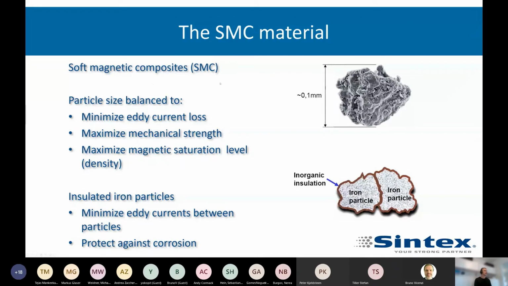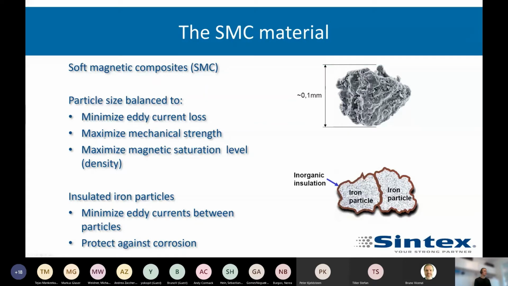Stefan has already introduced you a little bit to SMT materials. I've magnified one particle here, and you can see that it's quite small and irregular in shape, and it has an inorganic insulation on top of each particle. This is done to reduce the eddy currents running between the particles, so that this inorganic insulation will make it more difficult for currents to run between individual particles.